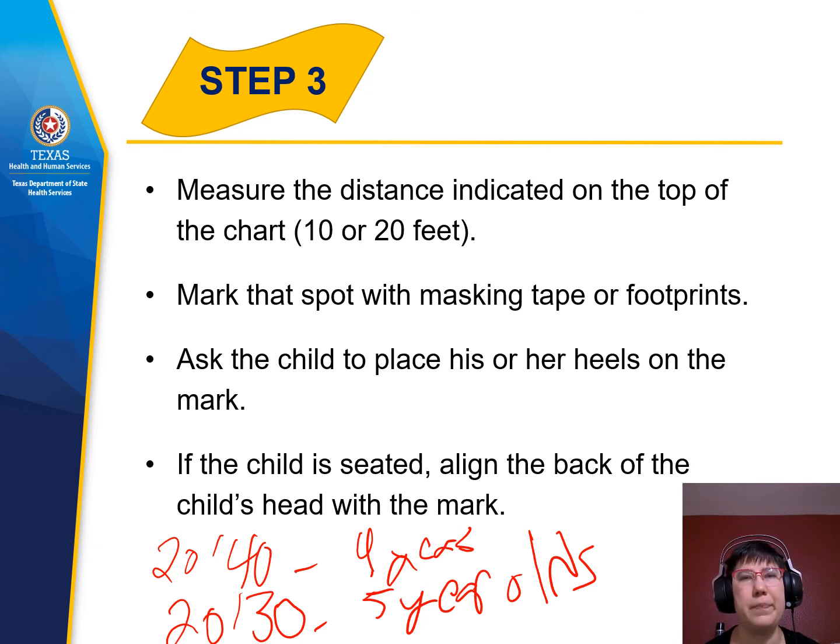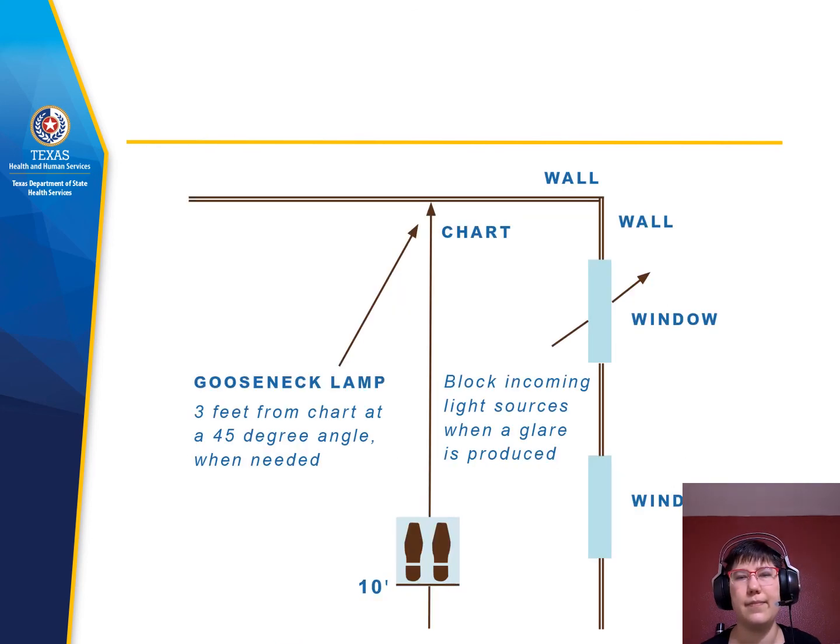So then step 3, we're going to measure the distance indicated on the top, mark it, and ask the child to stand so that the back of their heels is on that mark. And then if they're seated, align the back of the child's head with the mark. Here's a nice little picture of what they suggest you use: a light to shine on it so it's good and bright, no lights from the sides, the distance, and a wall.